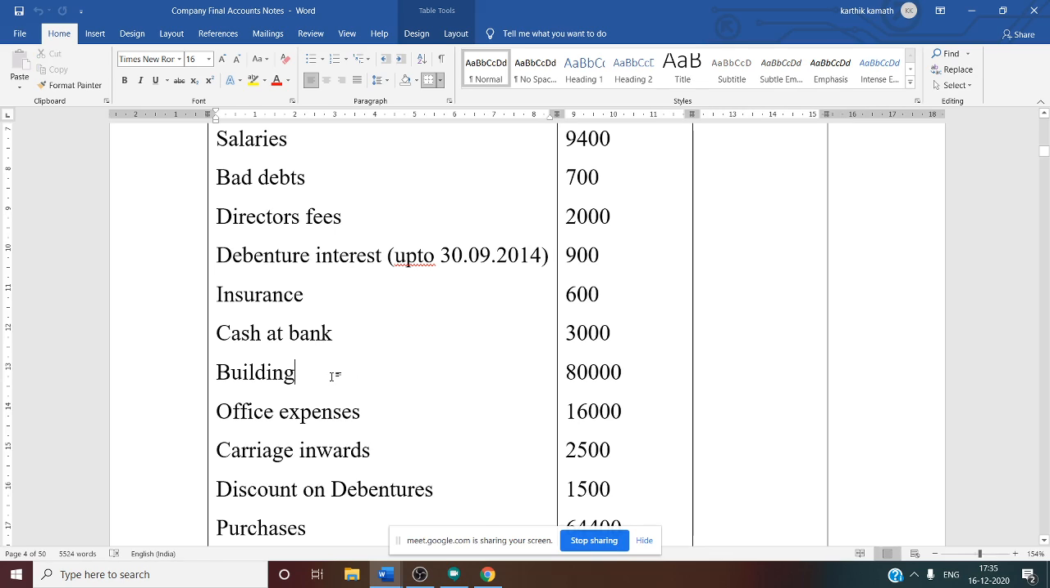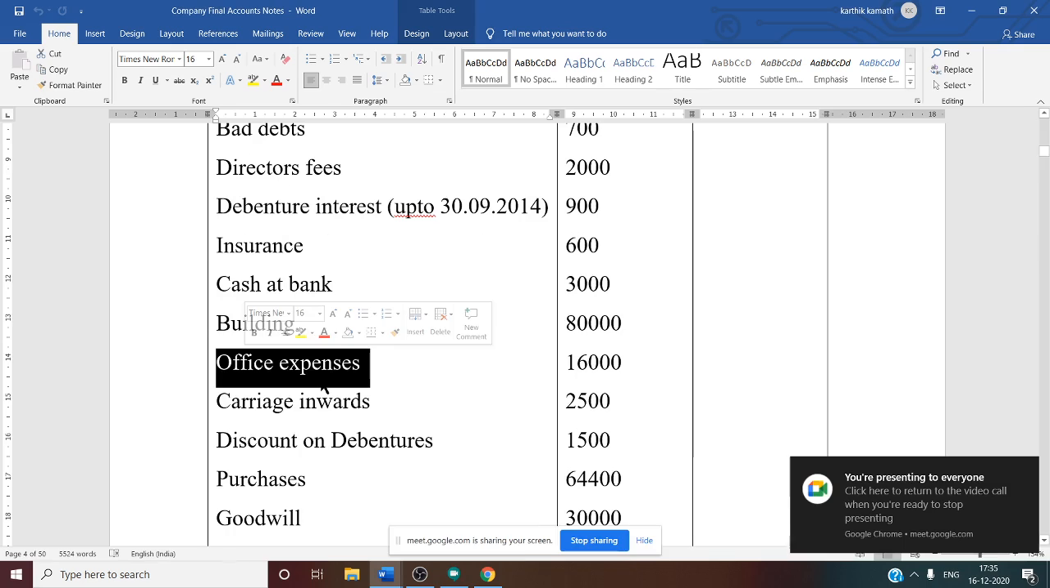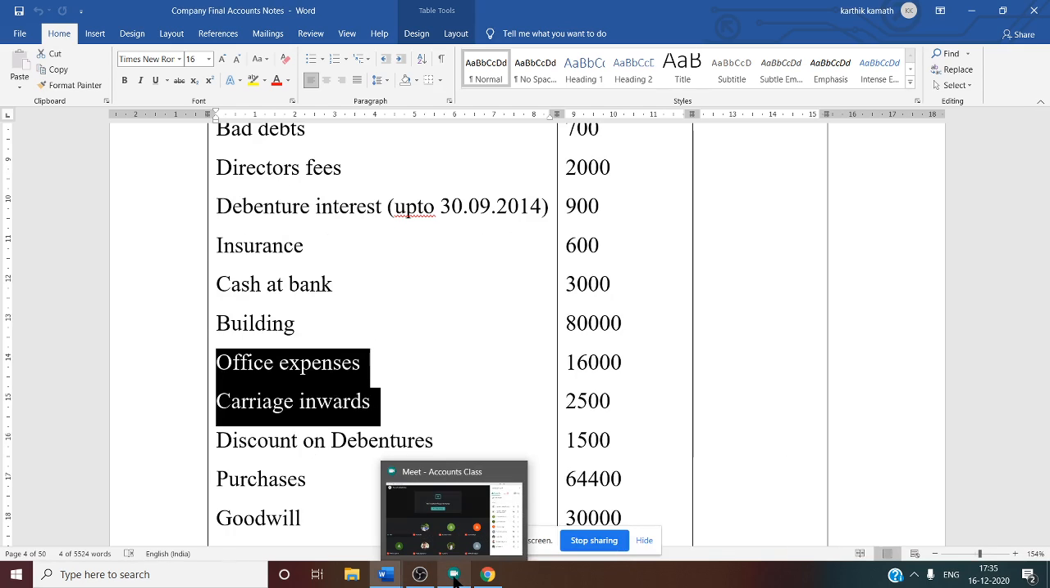Then building. Building, you know, is a fixed asset. Whenever it is a fixed asset, you have to write it under working note number 11, specifically given for fixed asset. Then office expenses and carriage inward. Can you tell me where they will come? Office expenses and carriage inward.